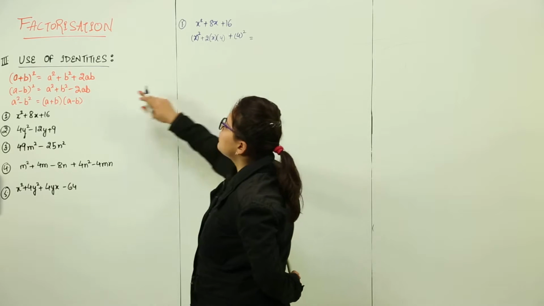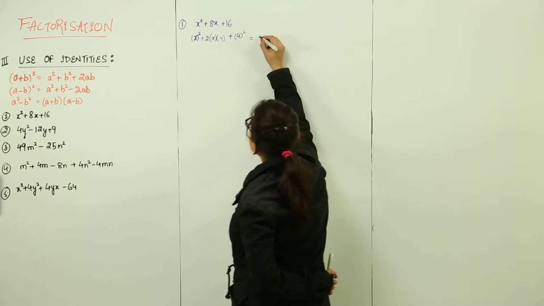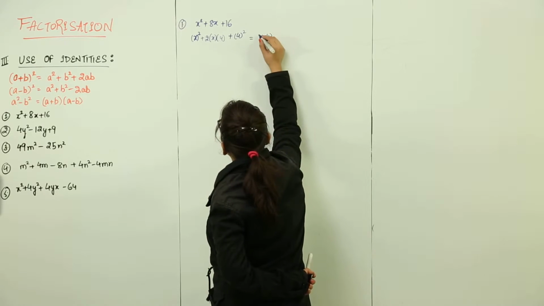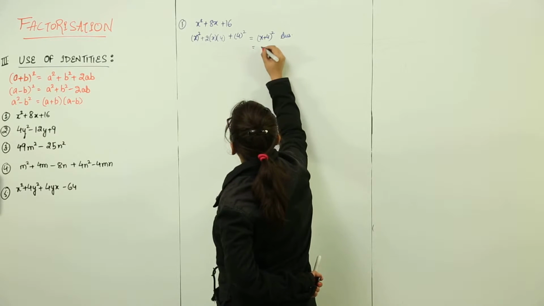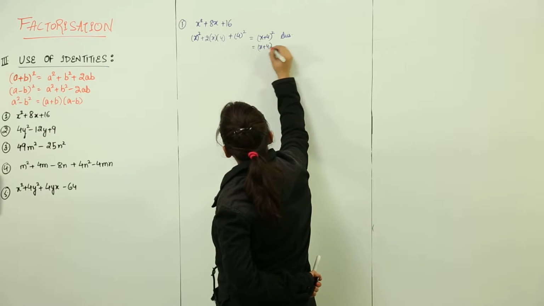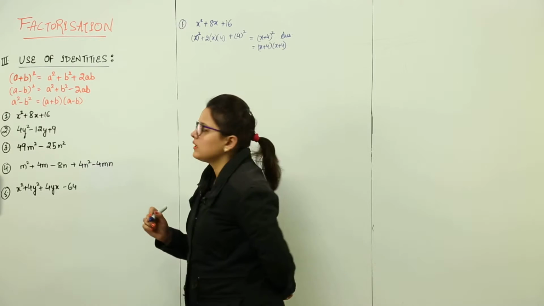What should this be equal to? This should be equal to (a plus b) whole square. So we write (x plus 4) whole square as the answer, right? You can further write it as (x plus 4) into (x plus 4). Both the answers are absolutely correct.